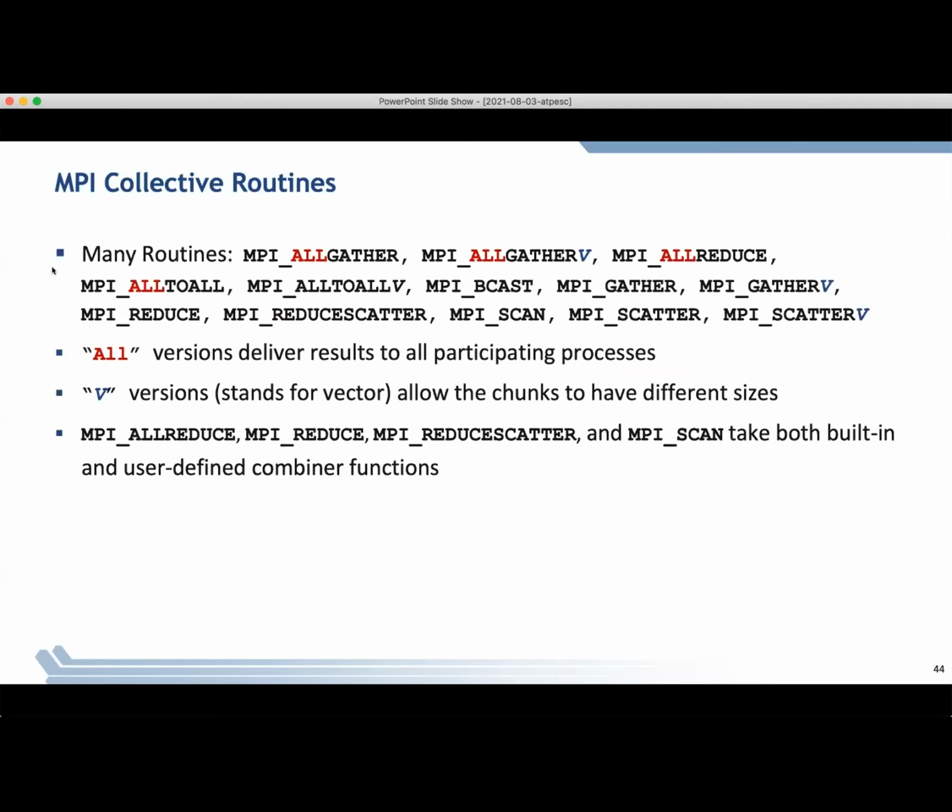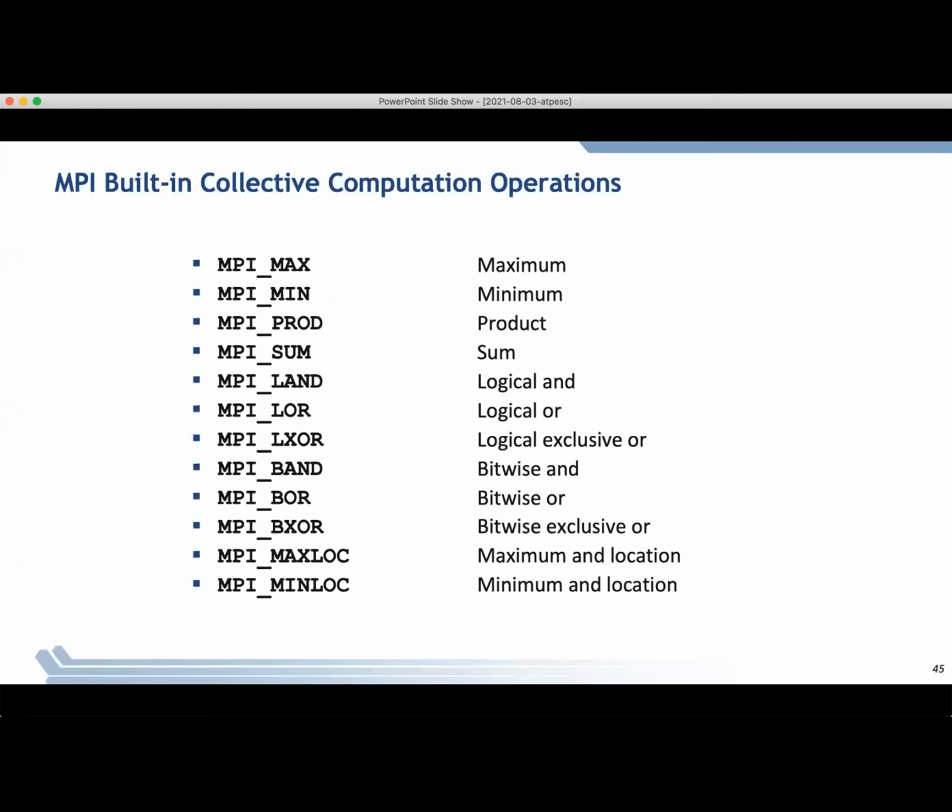This is a summary again of the collective routines available to you in MPI. The all prefix highlighted in red indicates that the results are delivered to all participating processes of the operation. The V versions, the V stands for vector. Instead of all processes sending the same amount of data in an operation, V allows different processes to send different amounts of data. You specify this by having an array of sizes so that each process knows how much data to expect from one process or another. And then the computation APIs, your all reduce, scatter, and scan, can take both built-in operation identifiers as well as user-defined functions, which we cover on the next few slides.